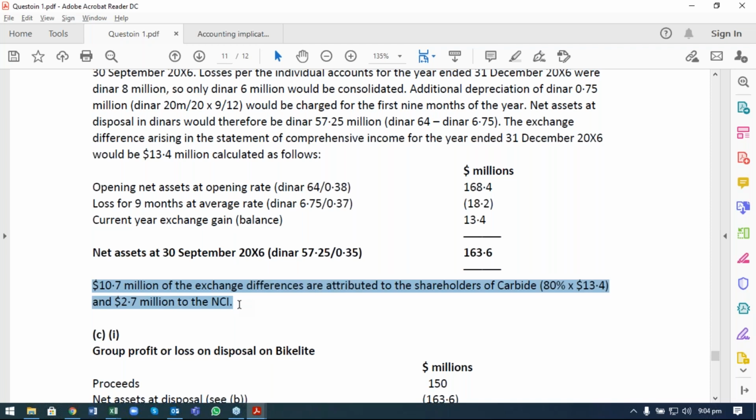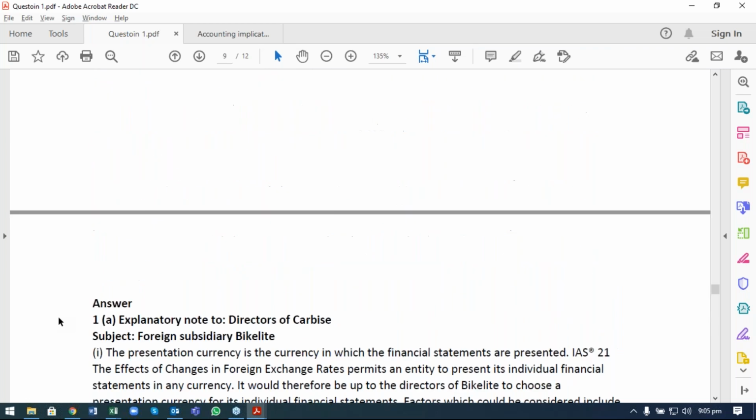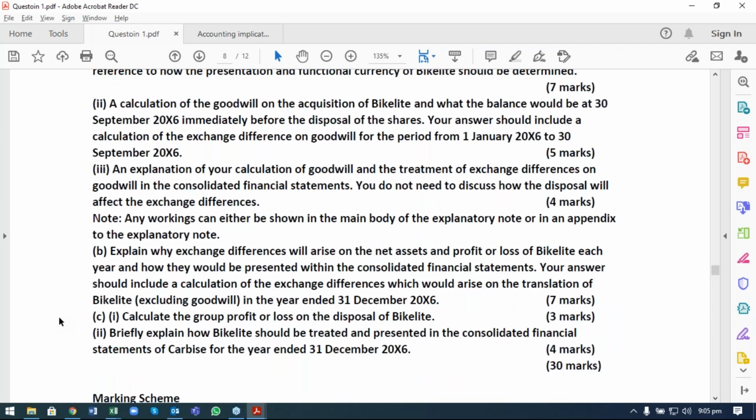We have already discussed this when we looked into the main aspect of it. So the last requirement is working number 3, which was the C option: calculate the group profit on disposal of Backlight. Briefly explain how Backlight should be treated or presented in the consolidated financial statements of Carbise for the year ended 31st December 2006. And this concludes 4 marks. This concludes 3 marks. So after a 10 to 15 minute break, I'll be back.